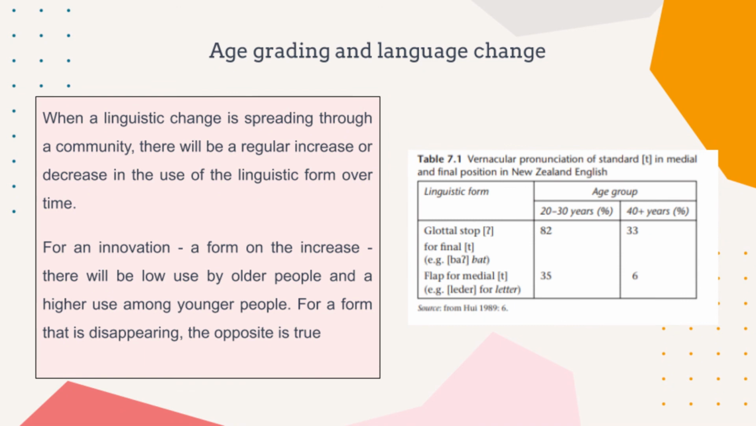The last one is age grading and language change. When a linguistic change is spreading through a community, there will be a regular increase or decrease in the use of a linguistic form over time. For an innovation, a form on the increase, there will be low use by older people and higher use among younger people. For a form that is disappearing, the opposite is true.